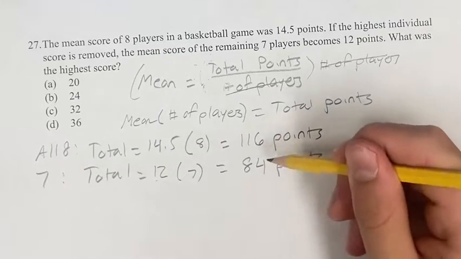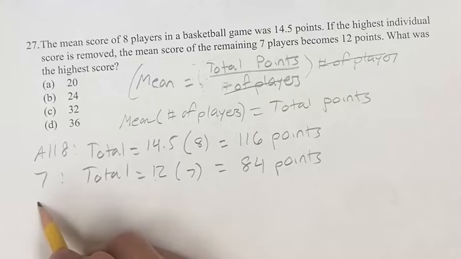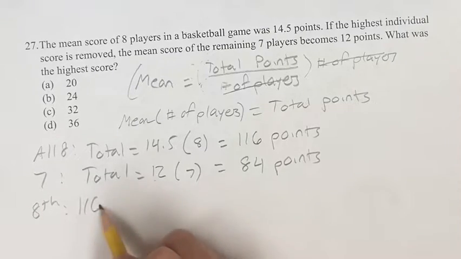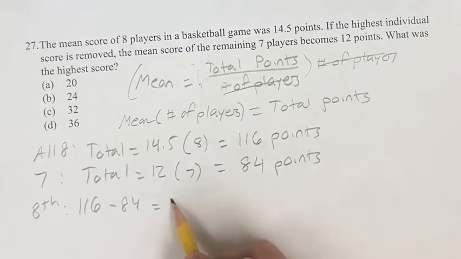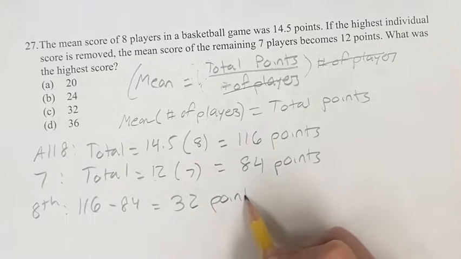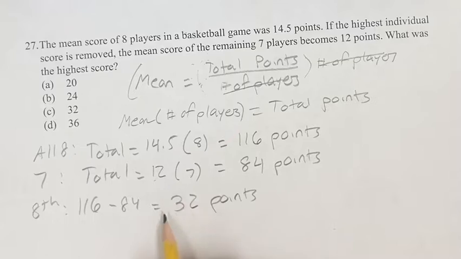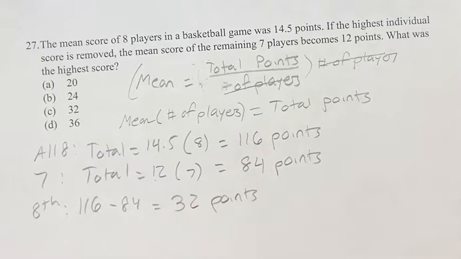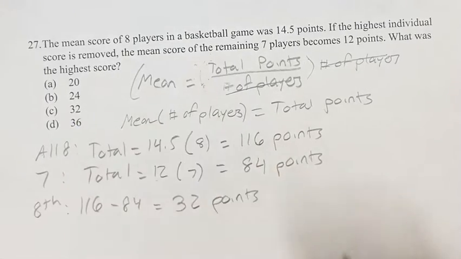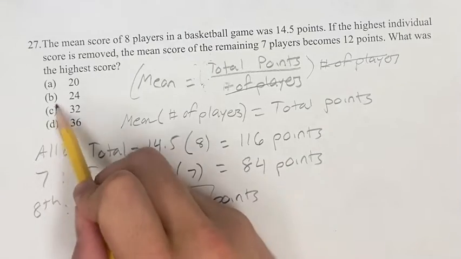So if we know that all 8 scored 116 and the other 7 scored 84, then the difference between these is going to be that 8th player. So the 8th player is 116 minus 84, which is 32 points, right? These 7 scored 84 plus the last guy scoring 32 gives you a total of 116. So what was the highest score in this game? It was 32 points, which is going to give you answer C.